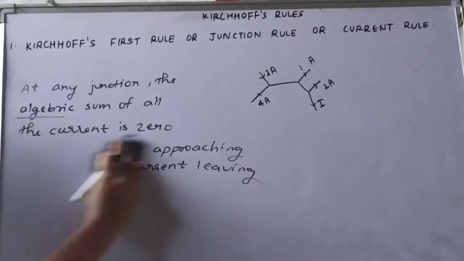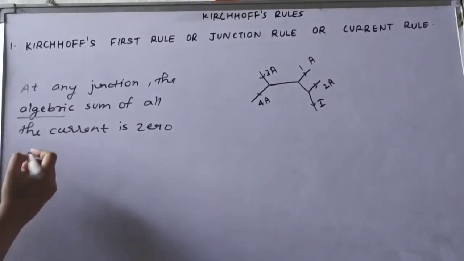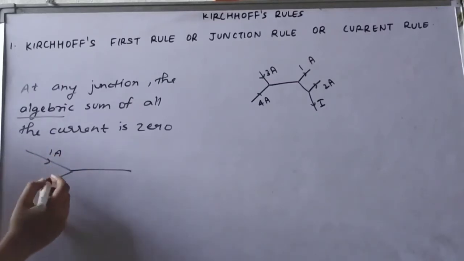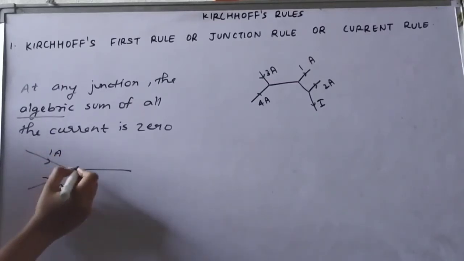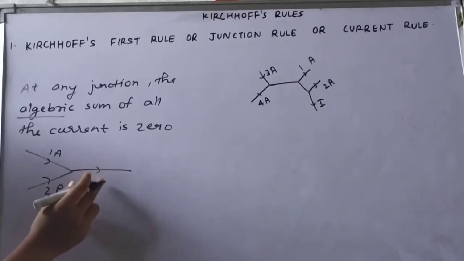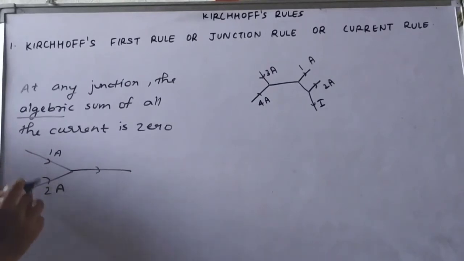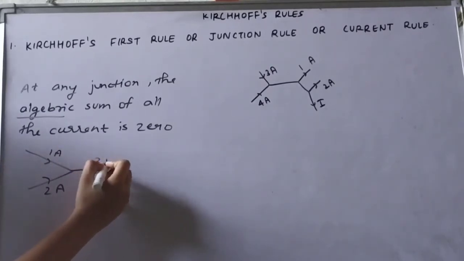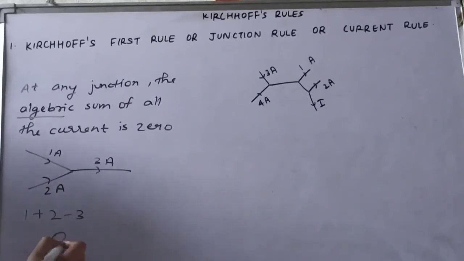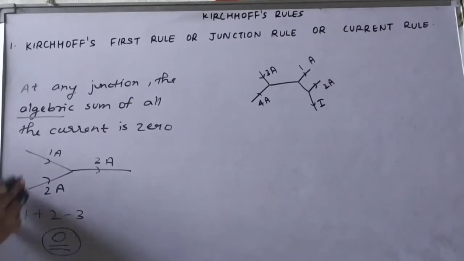Or we can see this one. Here 1 ampere and here 2 ampere are incoming. How much current will flow here? The sum of these two currents, 1 plus 2, that means 3 ampere. The current approaching we take with positive sign and the current leaving with negative sign. When you solve it, you get 0. It means the algebraic sum at any junction is equal to 0.